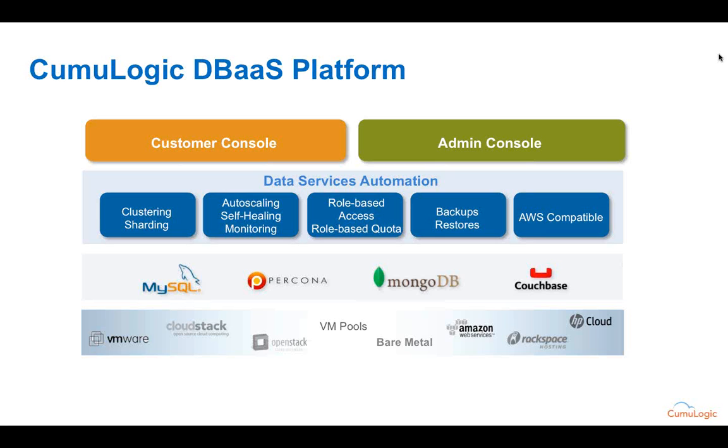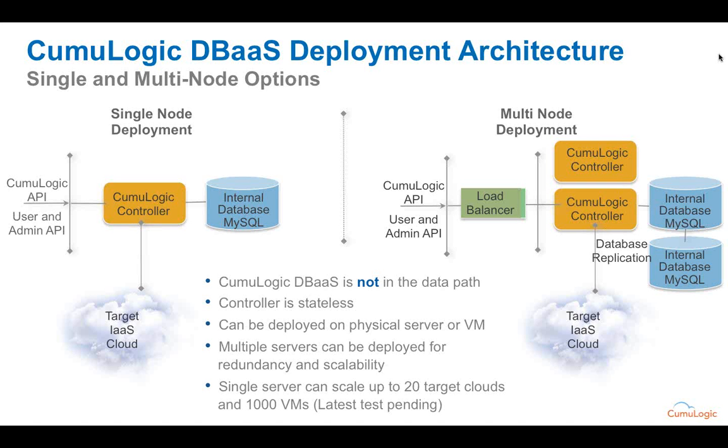So just very quickly, this is a simple way to describe the deployment architecture of the CumuLogic software. The very first point I'm going to make to you before we get into how our controller gets deployed is to say that CumuLogic does not get in the data path between the applications and the database. That means that you're able to scale these databases like you would today manually.